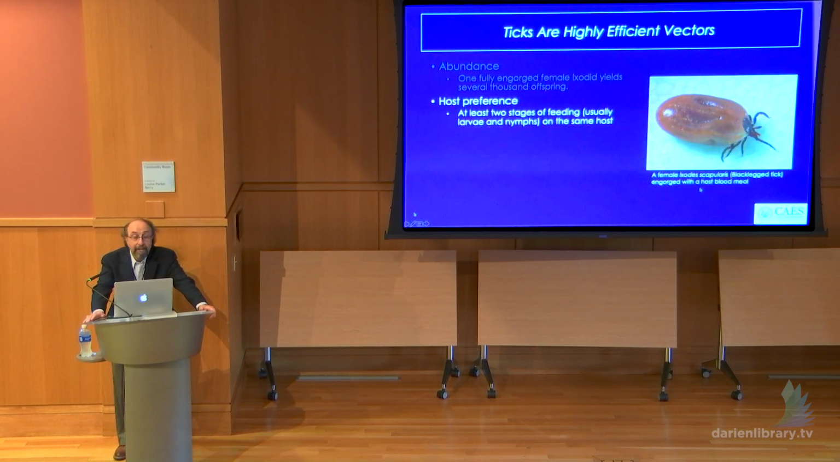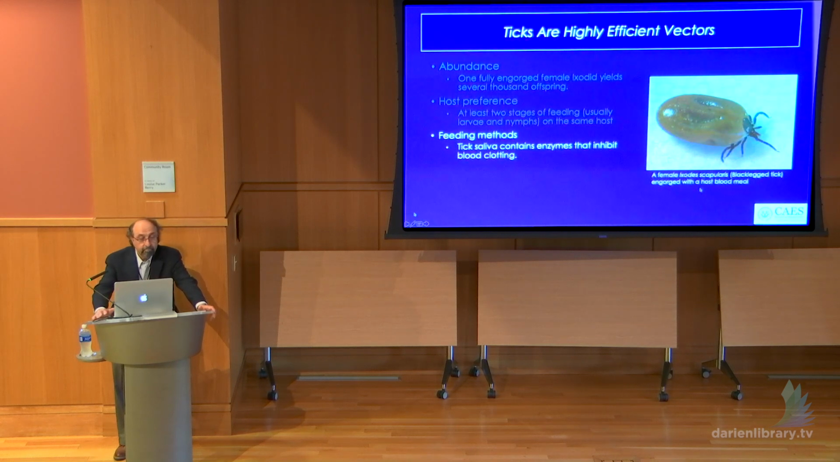deer tick or black-legged tick, both at the larval stage and at the nymphal stage, feed on small mammals, rodents, and at the adult stage, they feed on large mammals, including deer and other mammals. They have a remarkable ability with regards to their feeding method.